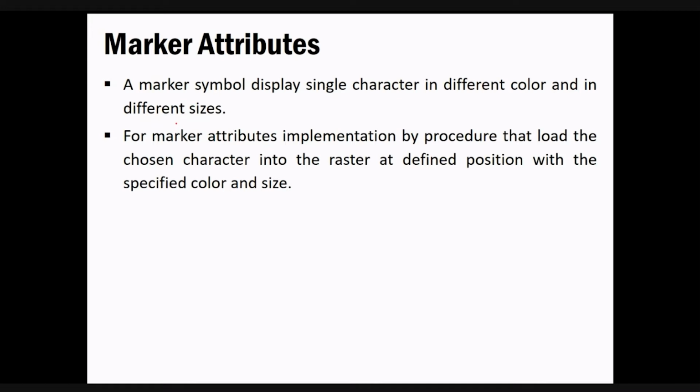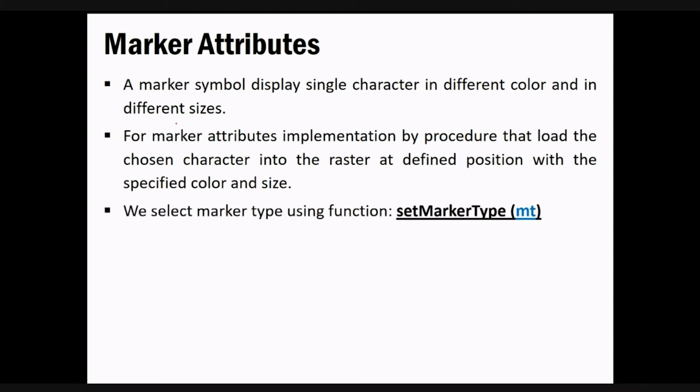For marker attribute implementation, the chosen character is loaded into the raster at a defined position with the specified color and size. You have a few things in this marker that you can use for your own purpose. We select the marker type using the function set marker type, with the parameter mt set to an integer code. You have a few integer values which correspond to specific things in the library.